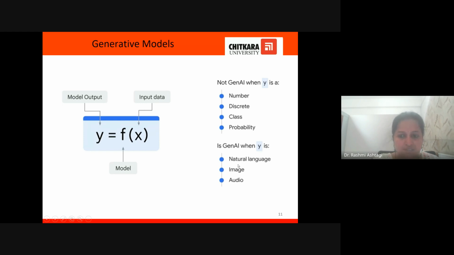But if it's a generative AI, then y will be natural language, it can be an image, it can be audio, it can be the summary of a particular PDF. Nowadays writing things has become very easy. We can make the generative AI write. We can give the particular incidents to it and it will write the complete summary for that. That easy it is now with the Gen AI tools.